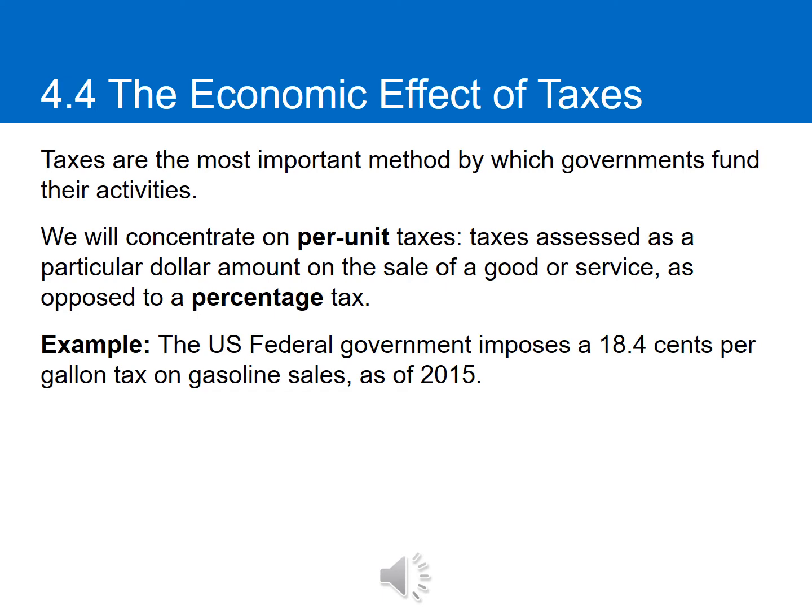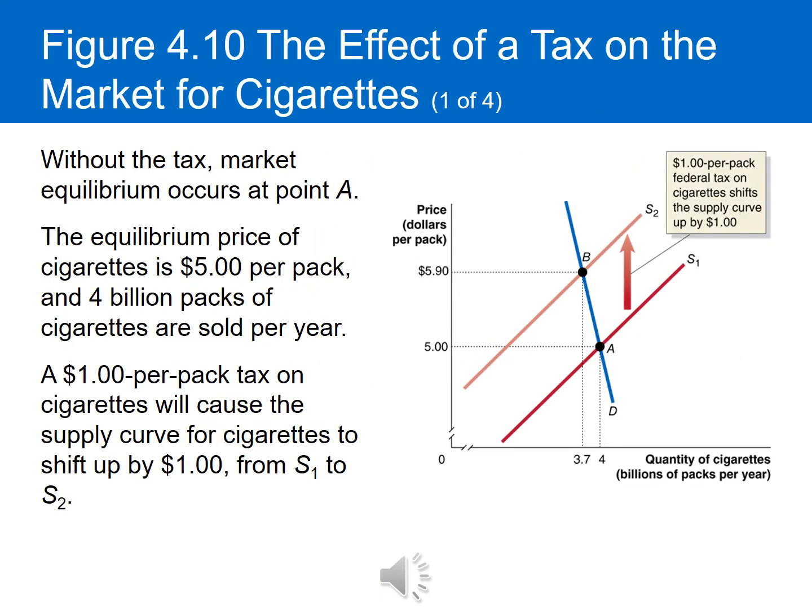As an example of a per unit tax, say in 2015, the U.S. federal government imposed an 18.4 cents per gallon tax on U.S. gasoline sales. Let's explore the effect of a tax on the market for a good in practice. Let's look at a market for cigarettes.